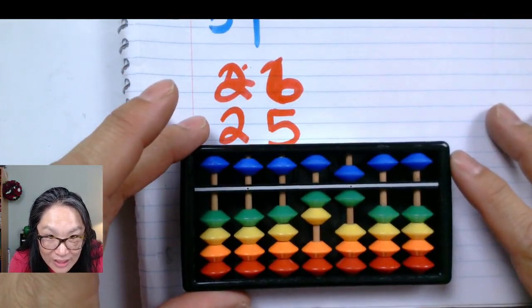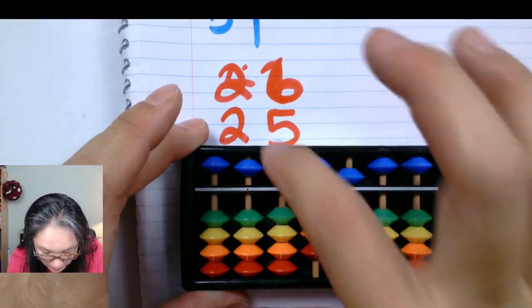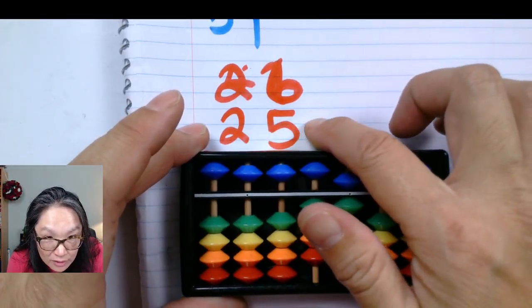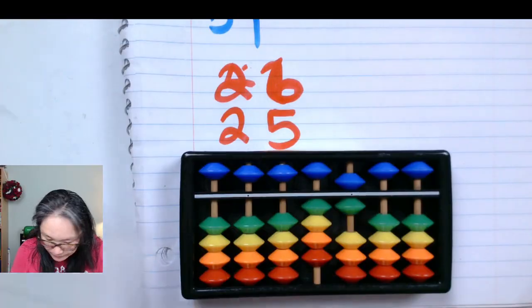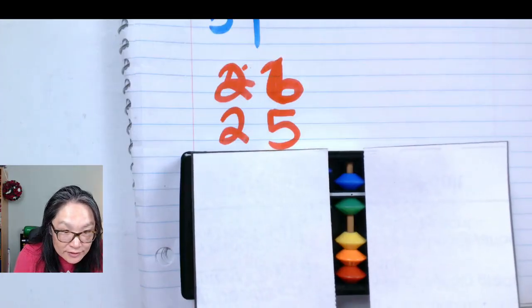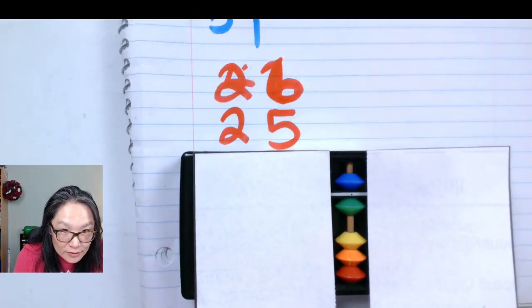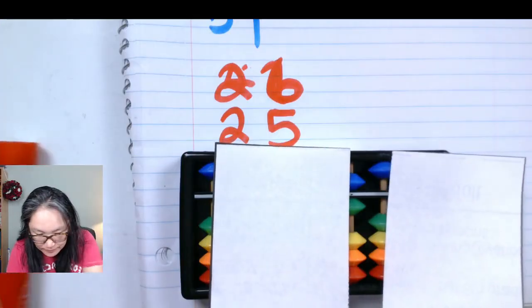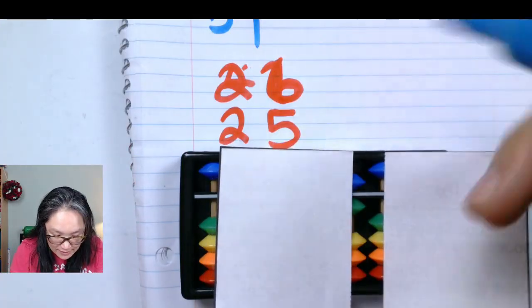Now what I'm going to do? I'm going to add 20. I'm going to add the 5. How do we add the 5? We're going to add the 5 here. What is my formula to add the 5? We know this. Yes, thank you, Pancake.